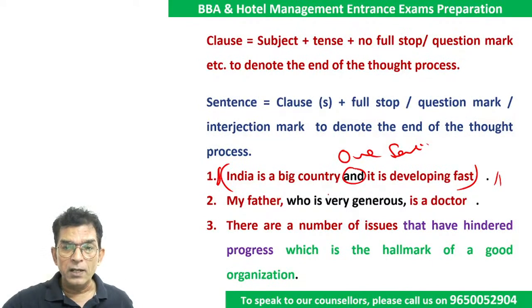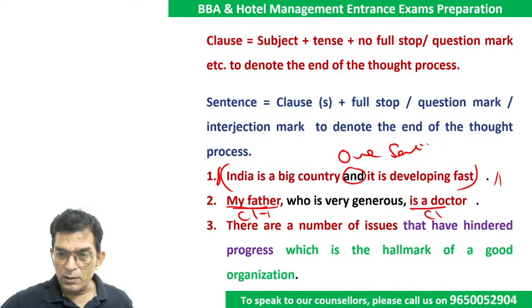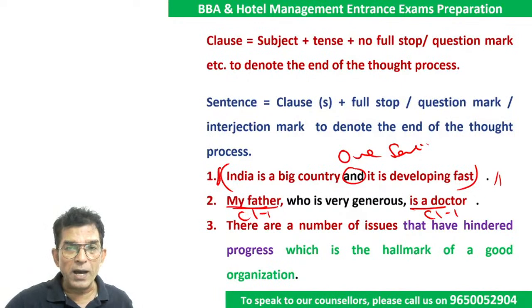That's what I said. Now, my father is a doctor. Now, you see, this clause is broken. Clause number one, part A of clause 1, this is part B of clause 1, and this is clause 2. Now, why is this happening? Because of this, called the relative pronoun.